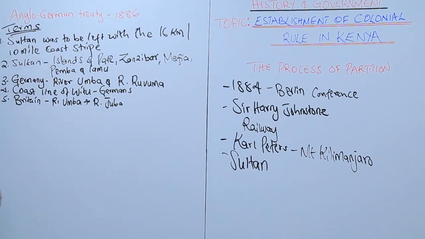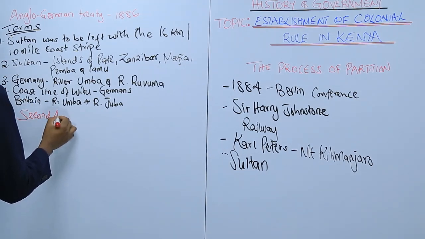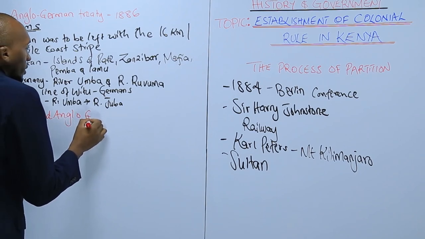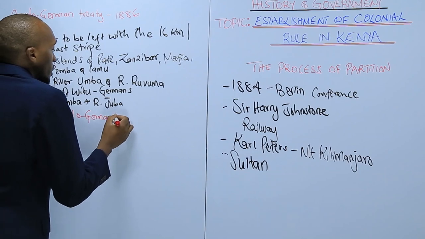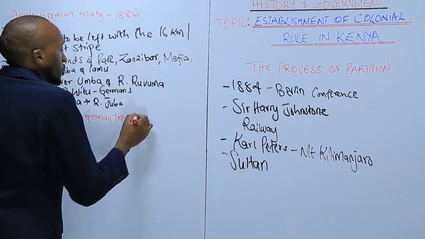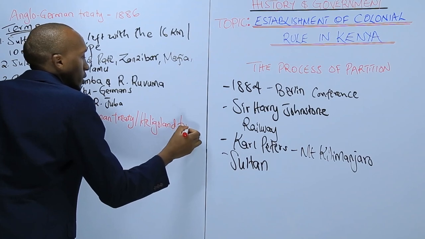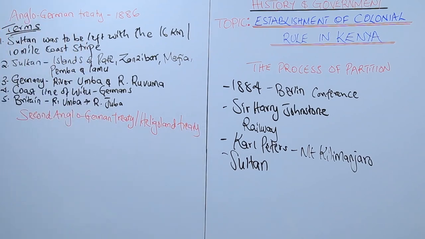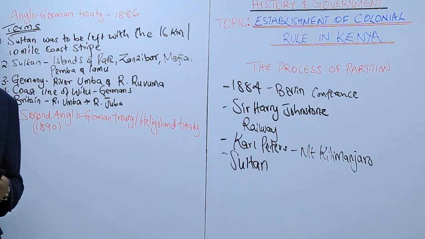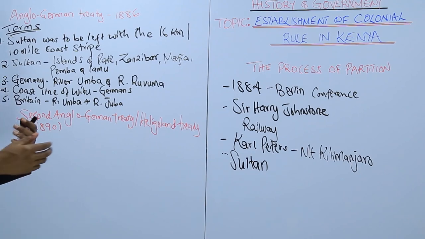So they signed another treaty that was referred to as the second Anglo-German treaty, which was also referred to as the Heligoland Treaty. It was signed in 1890. So this was also to bring a time of peace between the Germans and the British. So these are the agreements that they made, or the terms that they made.